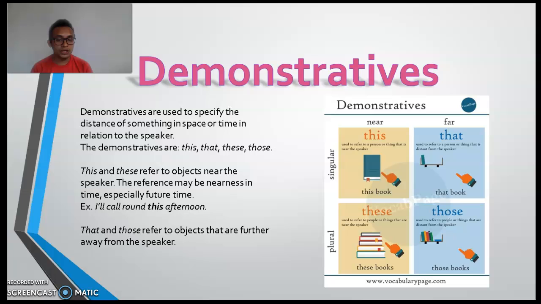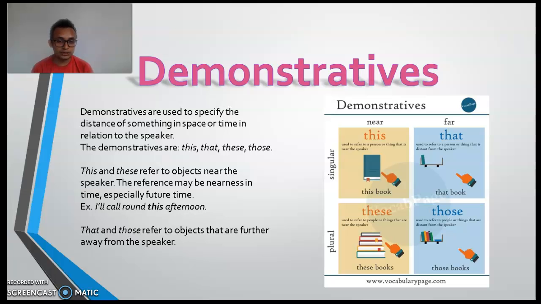For example, we use this for those things that are near to us, and these is a plural way to refer to things that are near to us. So the demonstrative that we use to refer to things, persons, animals that are far from us, we have that, which is in singular, and those for plural form.